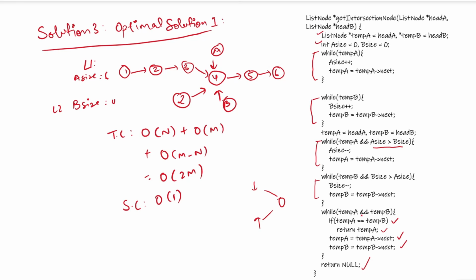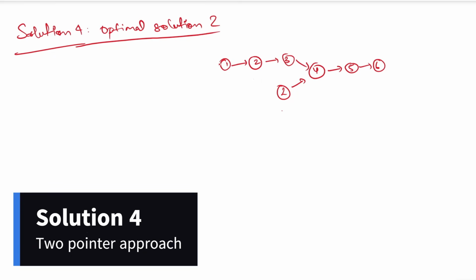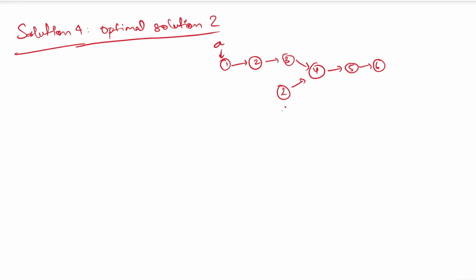Now let's see the second optimal solution, which has the same time complexity of O of 2m and the same space complexity, but it will be a much shorter and cleaner version than this solution. In this solution, we will point two pointers. Let's say the first pointer is A and the second pointer is B. I will put both pointers at the start and then move both pointers one by one.